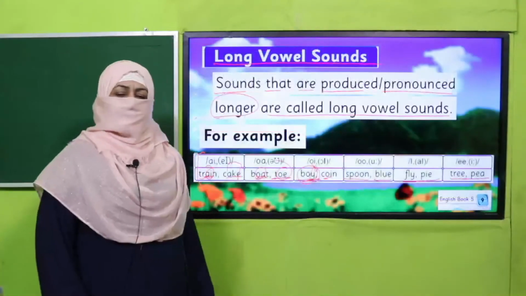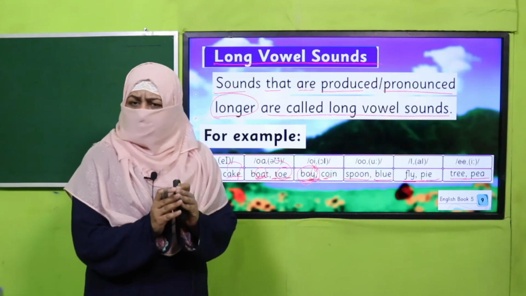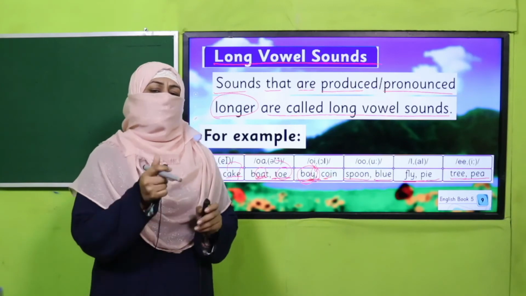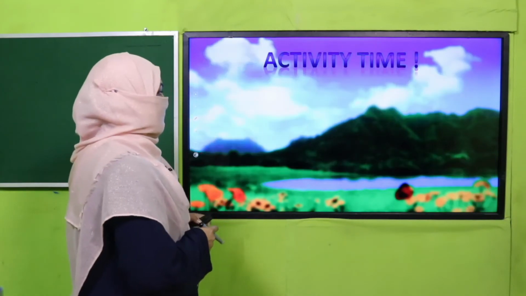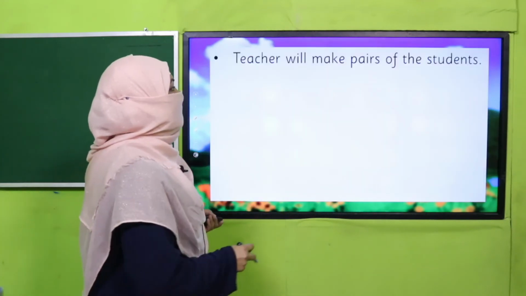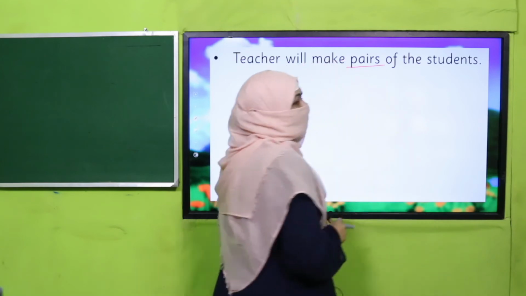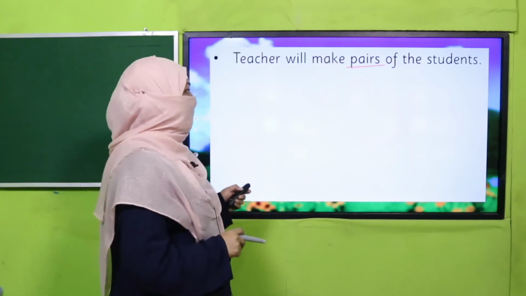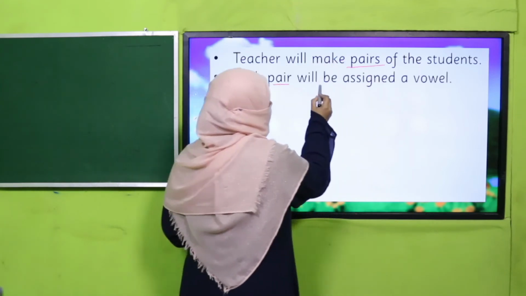All right. So are you done with it? Are you clear with the concept? Good job. It's our activity time now. What are you going to do? Teacher will make pairs of students. Okay. So each pair will be assigned a vowel.